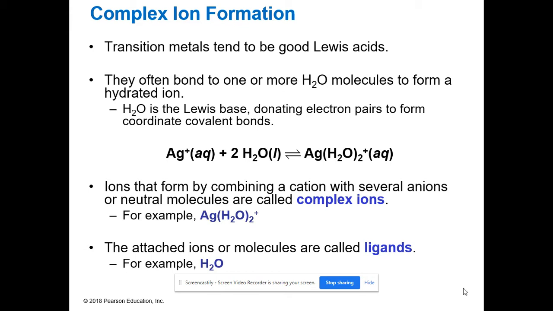So in this case, here's silver with two waters. It is going to lend those two electron pairs to the silver, which is our Lewis acid, to get this silver hydrated compound. We call these complex ions. So ions that form by taking some cation with several anions or several neutral molecules are called complex ions. The things that are attaching to our central transition metal we call a ligand. So water in this case is a ligand. It is attaching around the outside of our silver.